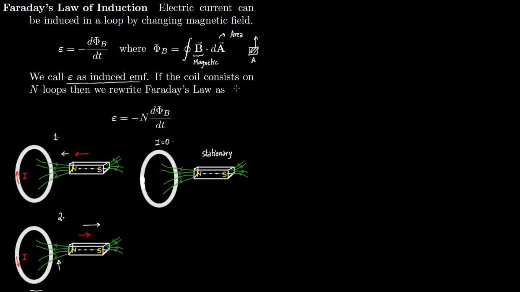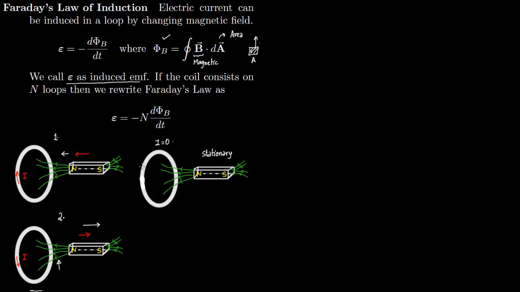Now if the coil has n loops, so we have seen just the example of one loop, if there are n loops, then this induced EMF becomes E equals minus n times d phi by dt. Again, this phi is nothing but flux, which is defined like this.